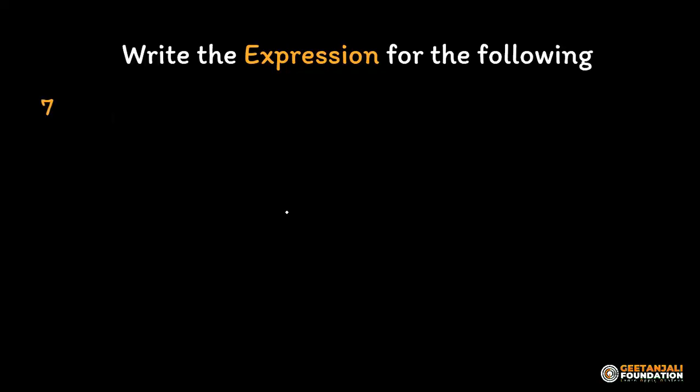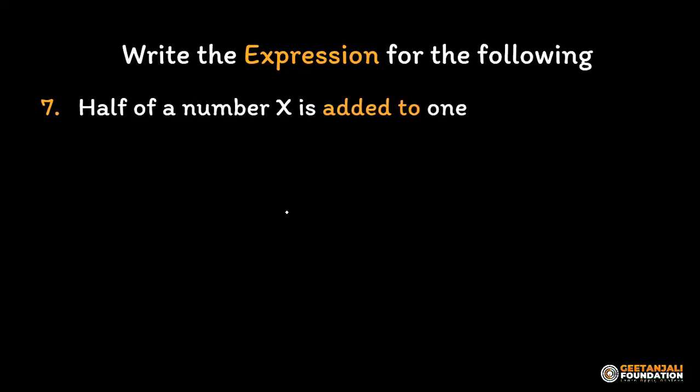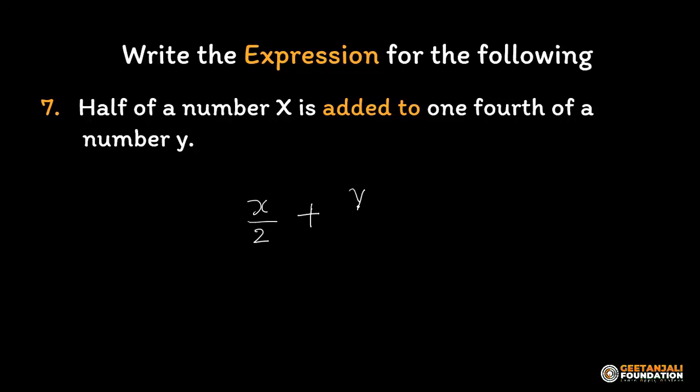Now half of a number x is added to 1/4 of a number y. Added to is a keyword, so you will use plus sign. Now you have to take half of a number x. Half of a number can be written as x divided by 2, and it is added to 1/4 of a number y. So the other number is y. You will have to take 1/4 of it. So y upon 4. So this is your expression.